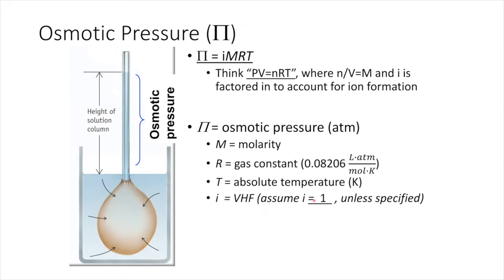It's a term that takes into account how many particles the solute breaks up into when it's dissolved. So if it's sodium chloride, NaCl, that breaks apart into 2 particles when it's dissolved. In that case, i would be equal to 2. The reason it's important is that every particle is going to exert some osmotic pressure, so you have to multiply by the number of particles that the solute breaks apart into.